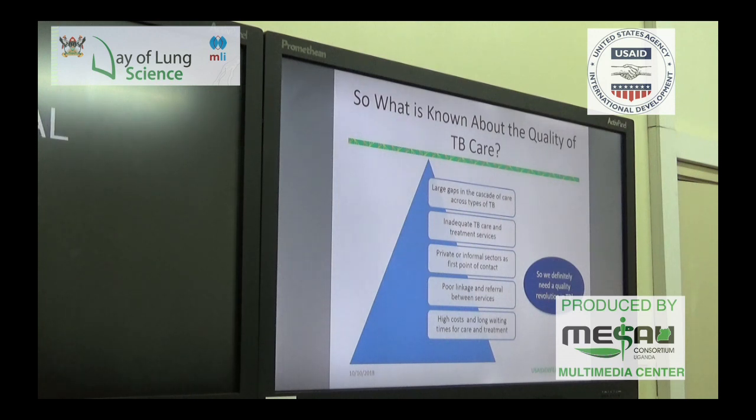We know that private or informal sectors are usually the first point of contact for TB patients, and yet that area is quite weak and often neglected. There's poor linkage and referral between services, be it for treatment or diagnostics. And of course, for the patients, we have high costs and long waiting times for care and treatment. And so we definitely need a quality revolution in TB.